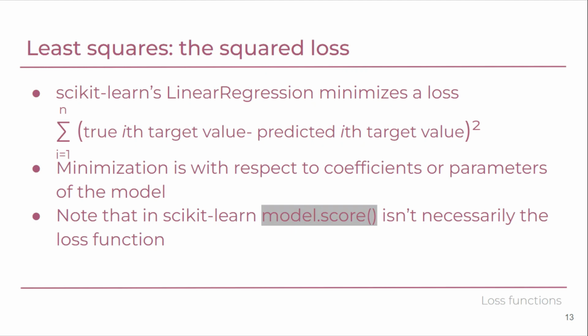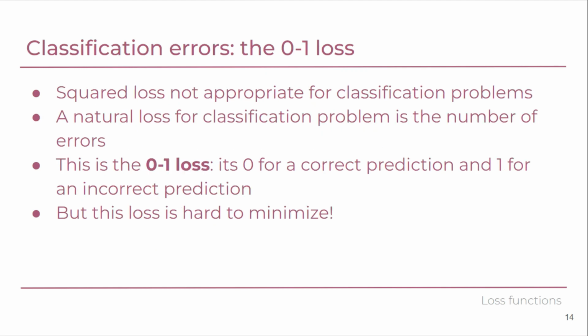The loss is used to fit the model on the data, and the score is used to see how well we're doing. It's intuitive that these would be the same, and they often are, but you should be aware that this isn't guaranteed. The squared error from linear regression is not appropriate for classification problems, because our y values are categories, not numbers. For classification, a natural quantity to think about is the number of errors we've made.